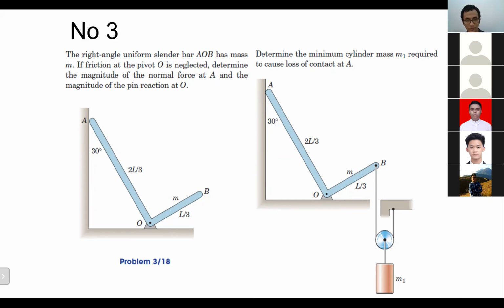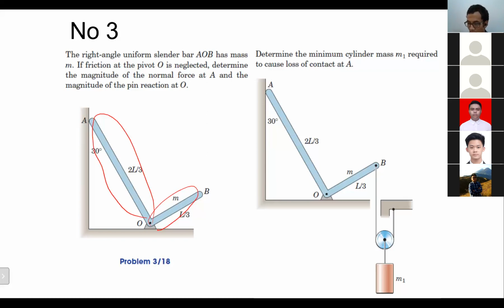Okay, I believe most of you are getting the results for the first one, right? Because the right angle, the mass m, so the whole mass is m. The friction at the pivot O is neglected. Determine the magnitude of the normal force at A and the magnitude of the pin reaction at O. So basically, the total mass is m. 1/3 of the m will be here, sorry, 2/3 of the m will be there. Correct or not? Correct.